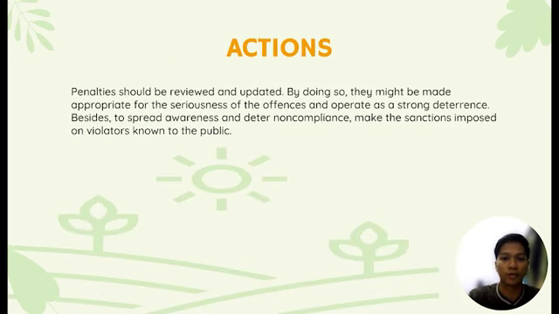Lastly, for the actions, the penalties should be reviewed and updated. By doing this, they might be made appropriate for the seriousness of the offences and operate as a strong deterrence. Besides, to spread awareness and deter non-compliance, the sanctions imposed on violators should be made known to the public. So that's all.